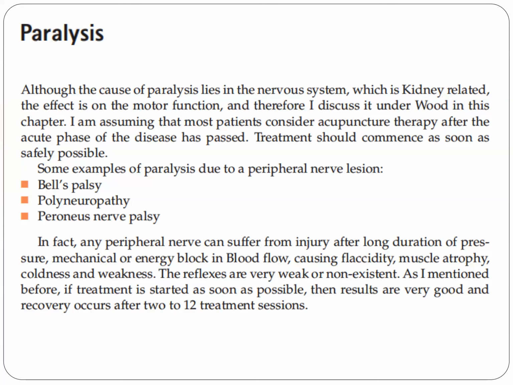Some examples of paralysis due to a peripheral nerve lesion: Bell's palsy, polyneuropathy, peroneus nerve palsy. In fact, any peripheral nerve can suffer from injury after long duration of pressure, mechanical or energy block in blood flow, causing flaccidity, muscle atrophy, coldness, and weakness. The reflexes are very weak or non-existent. If treatment is started as soon as possible, then results are very good, and recovery occurs after 2 to 12 treatment sessions.